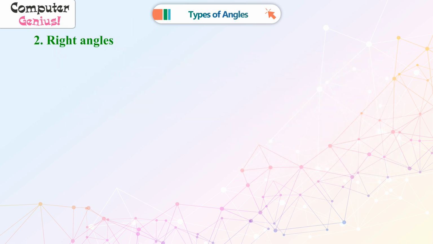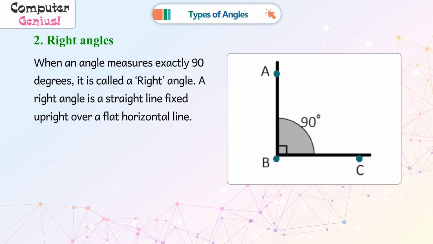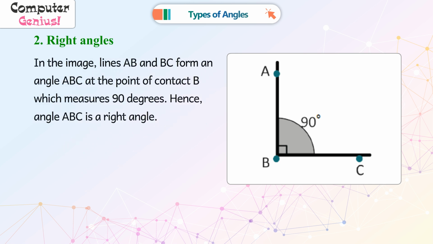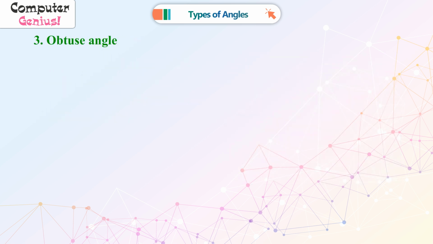2. Right angles. When an angle measures exactly 90 degrees, it is called a right angle. A right angle is a straight line fixed upright over a flat horizontal line. In the image, lines AB and BC form an angle ABC at a point of contact B, which measures 90 degrees. Hence, angle ABC is a right angle.